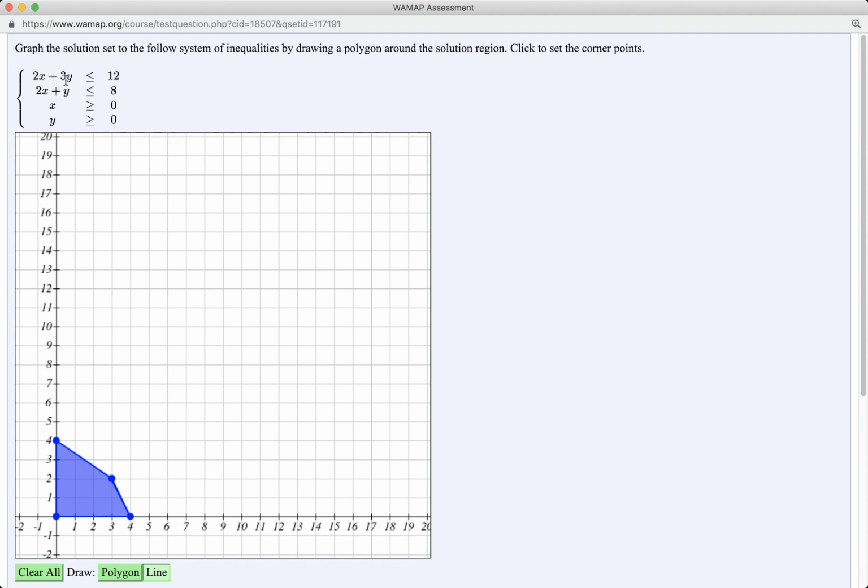So what we have to keep in mind here is the process is as follows. Determine where the corner points are by drawing the lines that are in the system, potentially identifying points of intersection along each of the two axes, find the point of intersection for equations that are in the system, and then begin to test points to see which ones satisfy the inequalities in the system. And once you're confident that you've got all the corner points correctly identified, then you just connect them with the polygon tool and submit your answer.